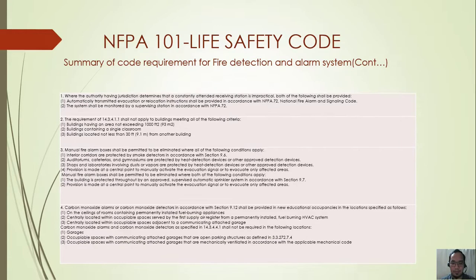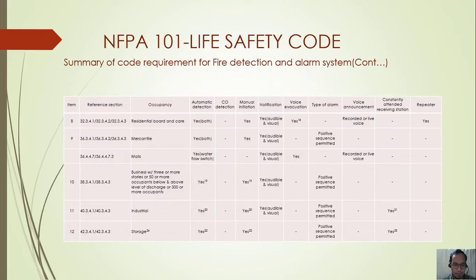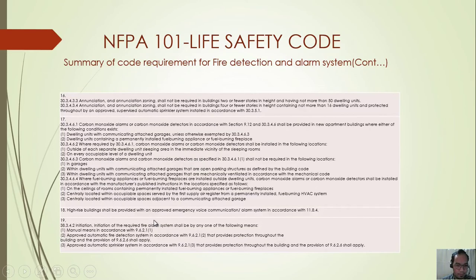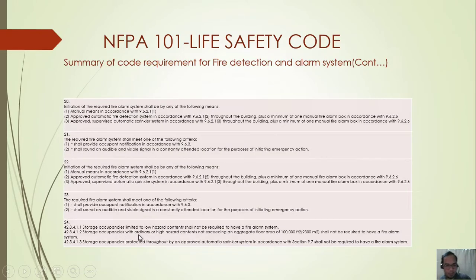Then 24, there's a note in occupancy, storage 24. Storage occupancy limited to low hazard contents shall not be required. Okay, when you have low hazard contents in a storage occupancy, then you don't need to have a fire alarm system anymore. Or if you have ordinary hazard or high hazard contents not exceeding an aggregate floor area of 9,300 square meters, you shall not be required to have a fire alarm. So these are the exemptions, guys. And if you have a sprinkler system all throughout, then you don't need a fire alarm also. Okay?